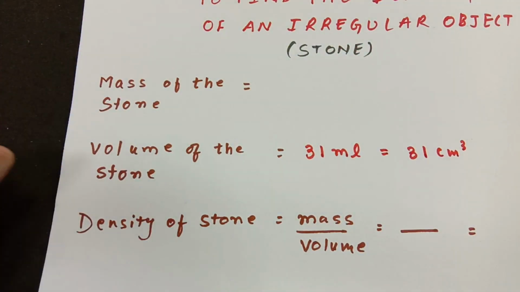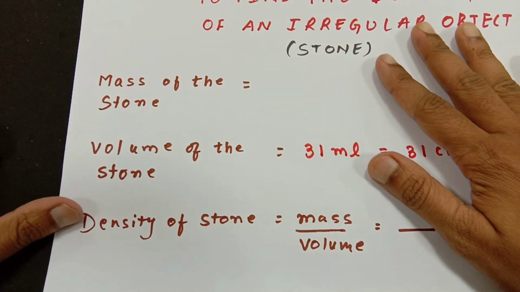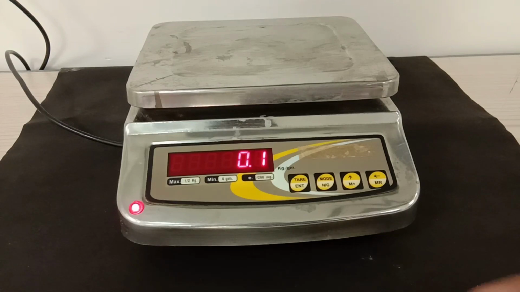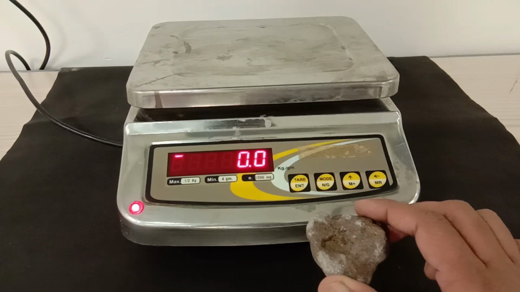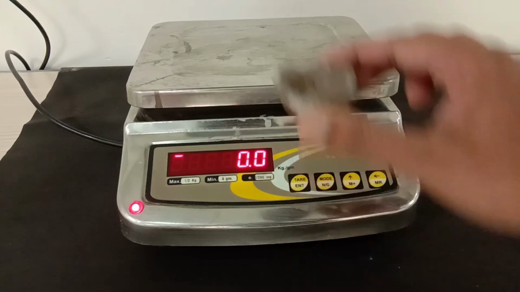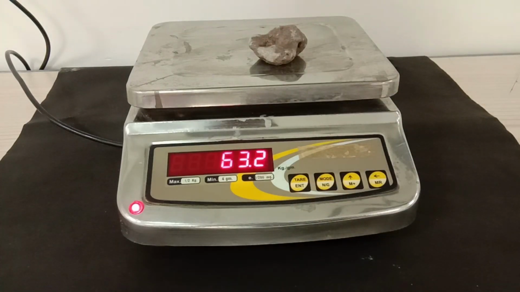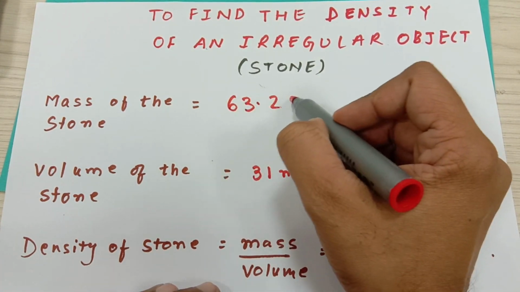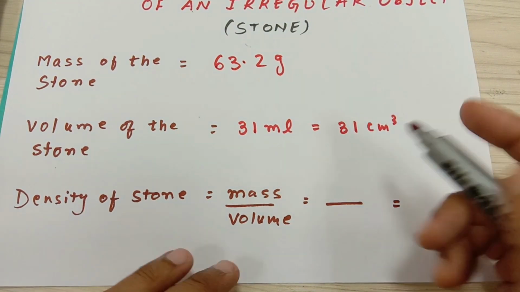Now I will measure the mass of this stone with the help of the electronic beam balance. All set. Now this is the stone whose mass I am supposed to find out, and I have removed the thread from it. So the reading says that the mass of the stone is 63.2 grams. So let me note it down. Since the mass of the stone was 63.2 grams, let me put the value over here.